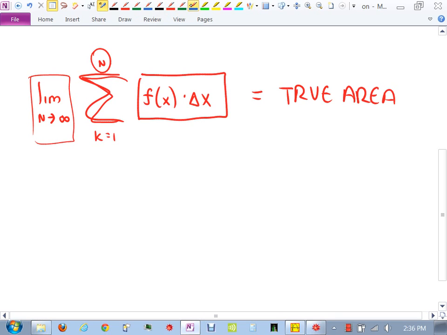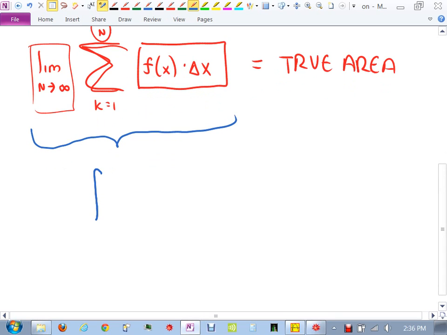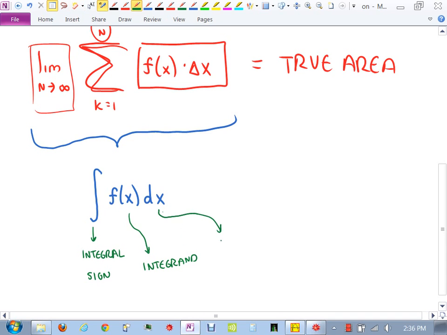Now, here's the big eureka thing, kind of. This right here, we don't like to write that over and over and over, so we have a shorthand notation for it. It is this. Now, this right here is called the integral sign. This function right here is called your integrand. And this right here is called your differential.